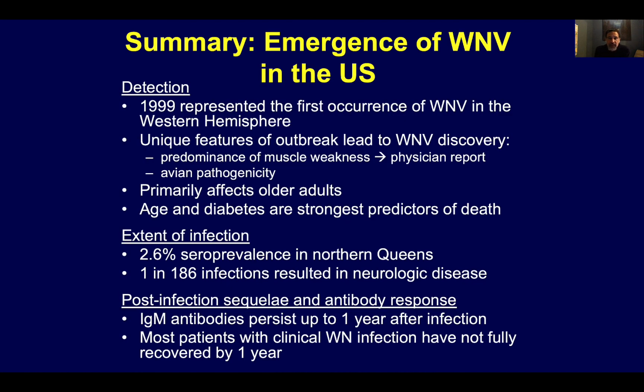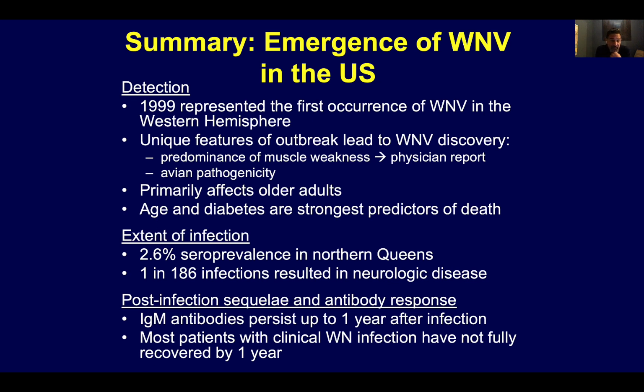So in summary, from all these events and the epidemiological information gained following the emergence of West Nile virus in 1999, we can conclude that 1999 represented the first occurrence of West Nile virus in the Western Hemisphere. There are some unique features of the outbreak that led to its discovery, specifically the predominance of muscle weakness in those encephalitis cases in the initial cluster, which resulted in a physician picking up the phone and calling the health department to let them know that something unusual was happening. There was also the unique feature of bird deaths early on, prior to and during the human outbreak.